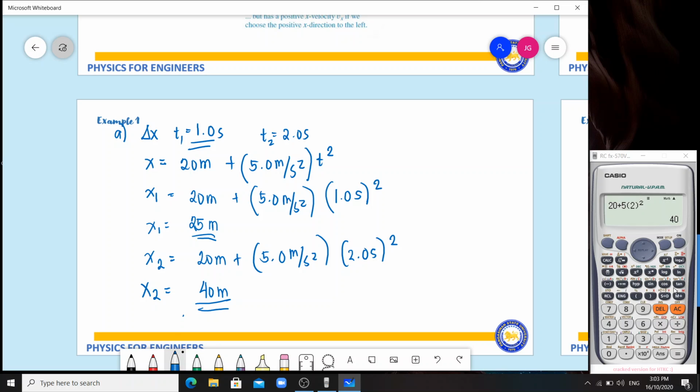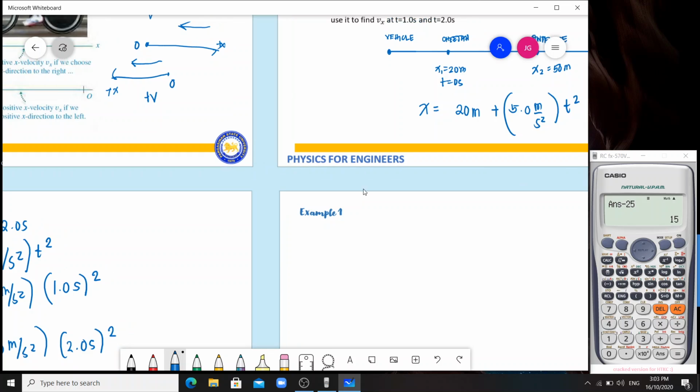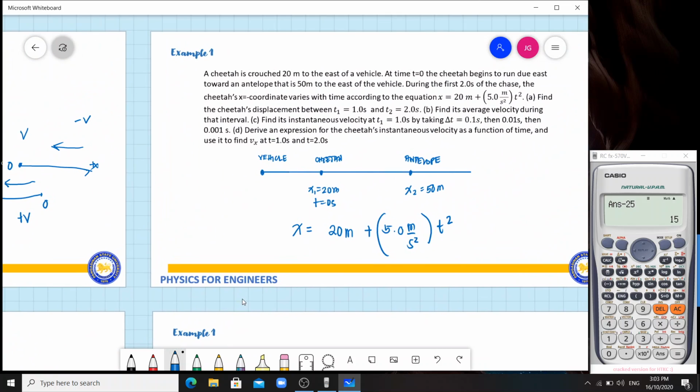And then, we just have to solve for delta x, which is x2 minus x1. That is 40 minus 25. And that is equivalent to what? 40 minus 25 is equivalent to 15 meters. Alright. So, this is our final answer. Okay? For letter A. So, next is letter B.